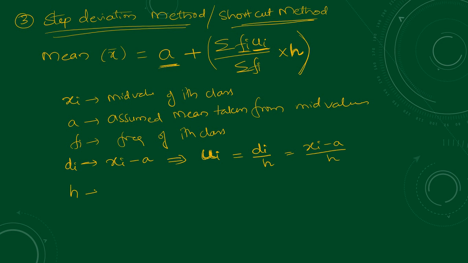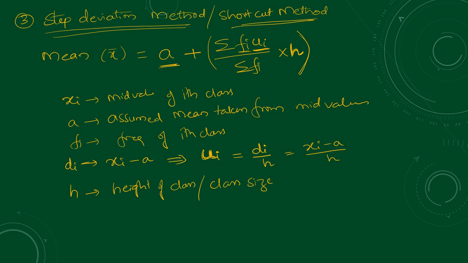Next, what is H? So H is nothing but height of class interval, or we can call it class size. So how to find the class size? Simply take the difference of two consecutive upper limits or two consecutive lower limits, right? If you take the difference of two consecutive upper limits or two consecutive lower limits, then you are going to get the class size. So this is nothing but the formula.